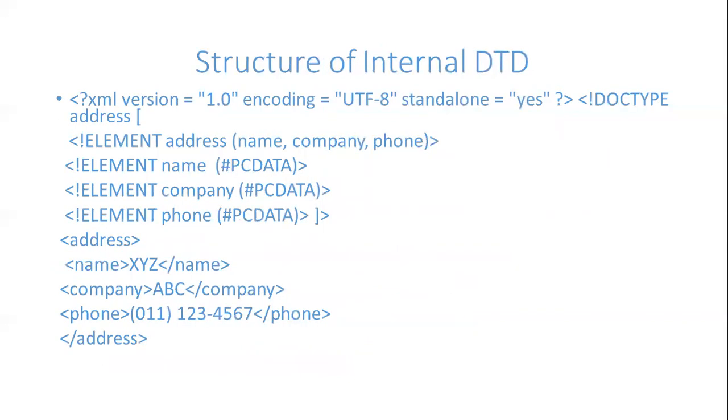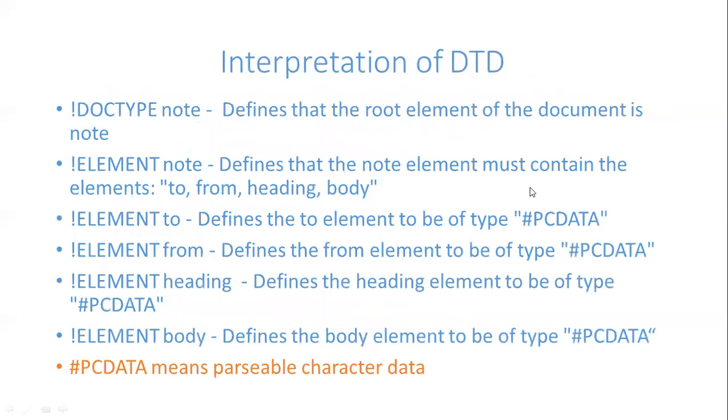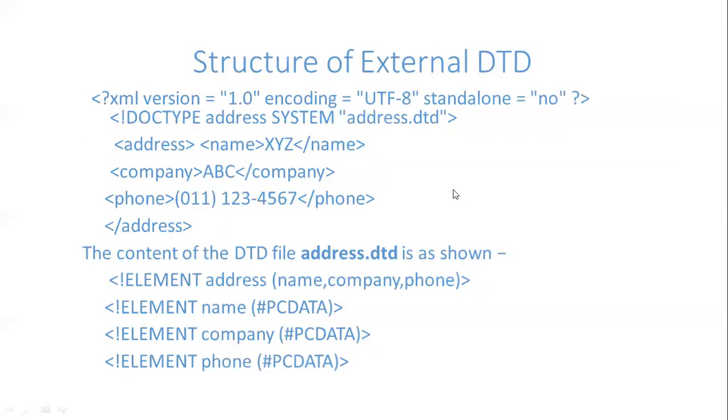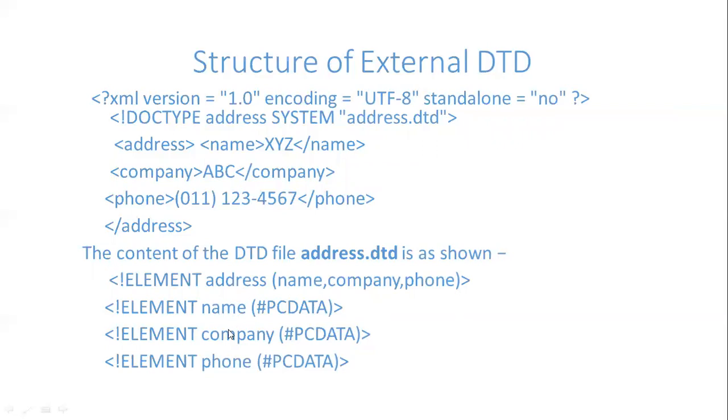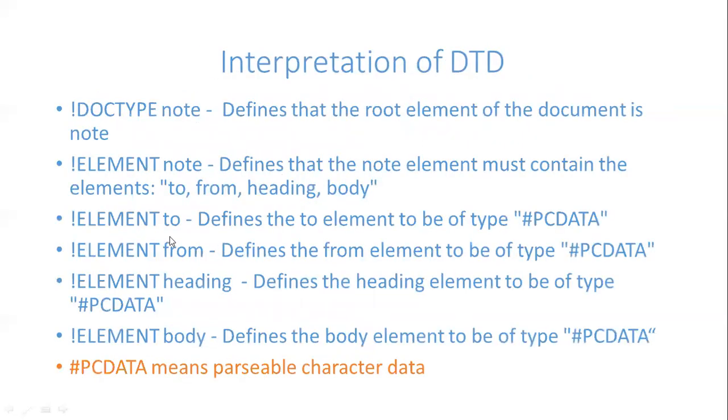So here you can just see, if we have to interpret as per this DTD, then this becomes the address, and then the contents of address are name, company, and phone. So here you can have name, company, and phone. So accordingly, whatever data is there, that can be interpreted.